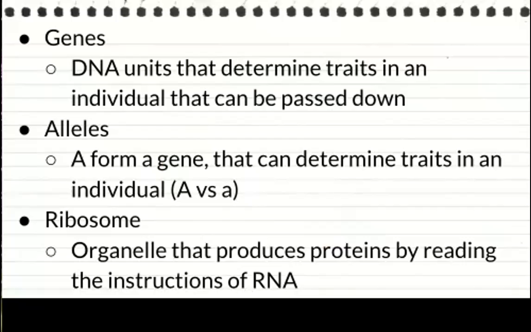When we look at those traits that are determined, they are found in your genes, okay? Now, those alleles that we've been talking about are just a form of the gene. Again, we've been using letters to represent alleles. If it's a dominant form of the gene or a dominant allele, it's capitalized, or lowercase for a recessive form of the gene. We know that the ribosome is a very important organelle because it will actually use the genetic code to create the protein that we want.